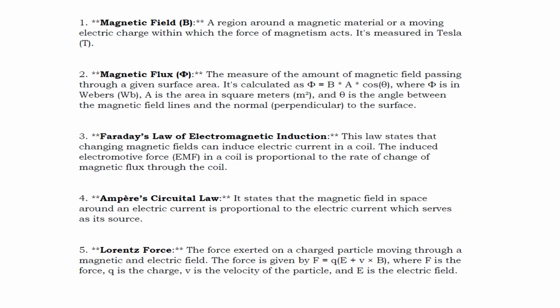For the magnetic flux, it's phi. It's the Greek letter phi. It's not theta, it's phi. The measure of the amount of magnetic field passing through a given surface area. So its SI unit is Weber.